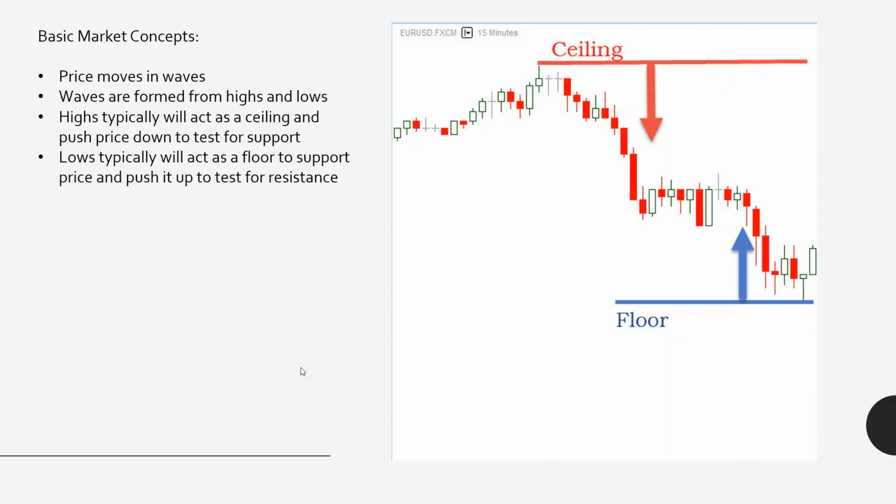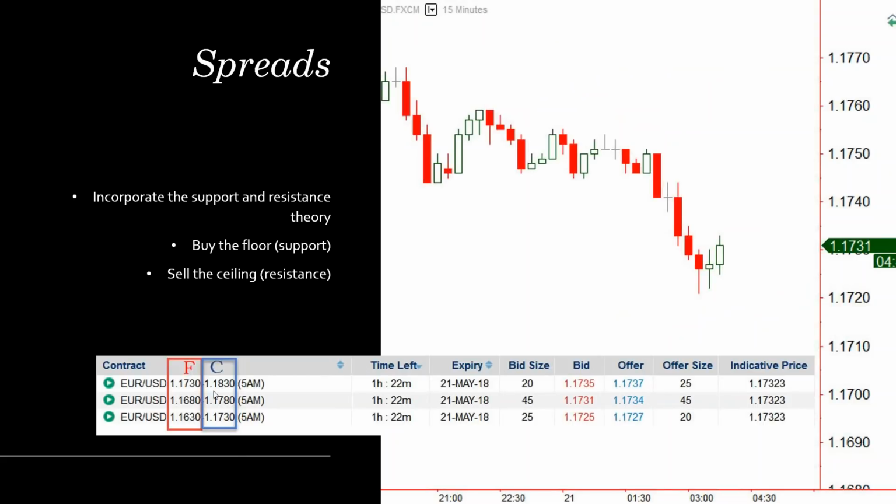Okay. Now, this is a typical spread, and the floor of a spread will always be listed on the left side of the spread. For example, on the euro dollar, this was for May 21st, the first number, 1.1730, would be the floor, okay? On the ceiling side, it would be on the right-hand side of the spread. In this case, it would be 1.1830.